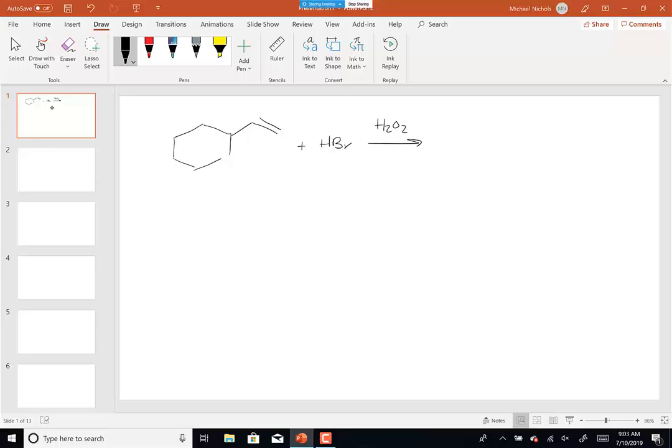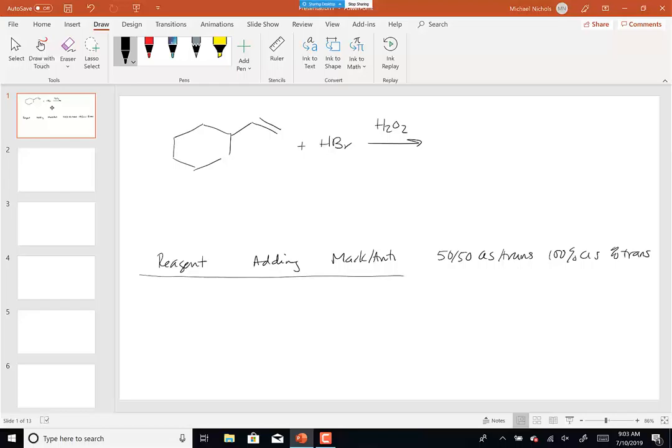How would you know when to do anti? So what you have to do is create a chart that says something like this: reagent, what are you adding? Is it Markovnikov or anti-Markovnikov? And then is it 50-50 cis trans, or is it 100% cis or 100% trans? We could go through the reagents that we have so far, and so you just have to remember those.